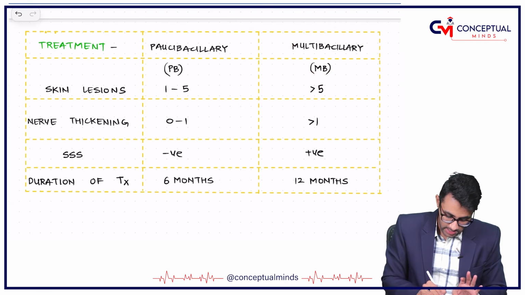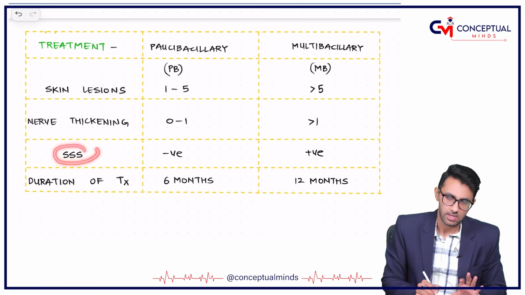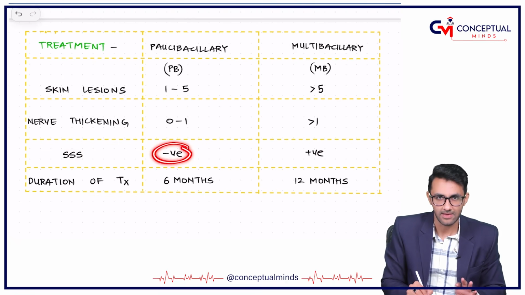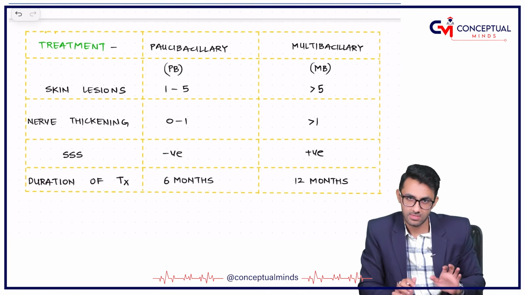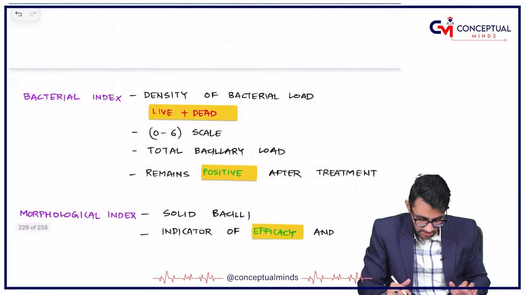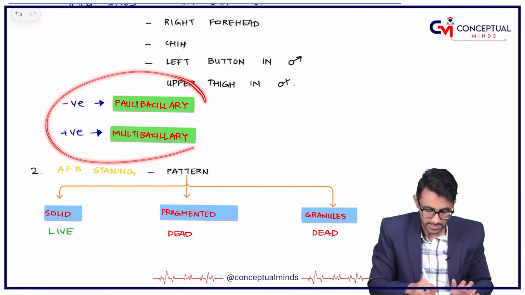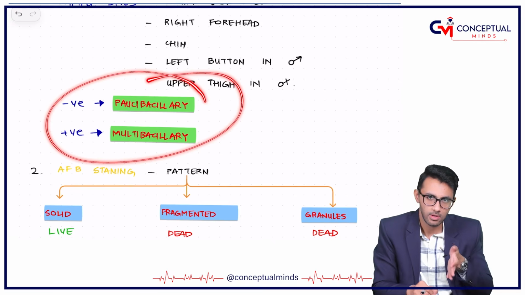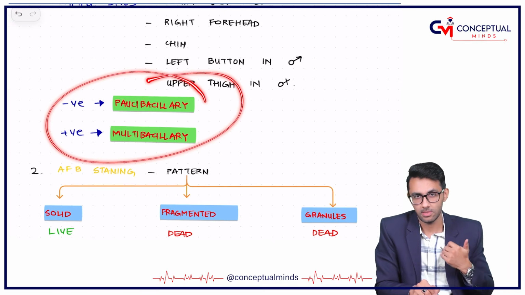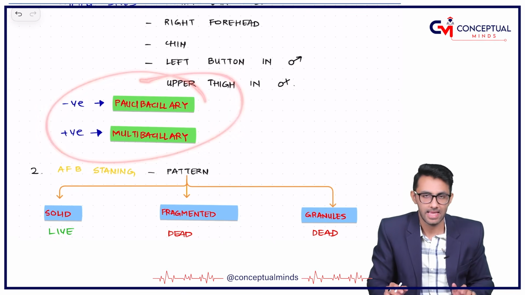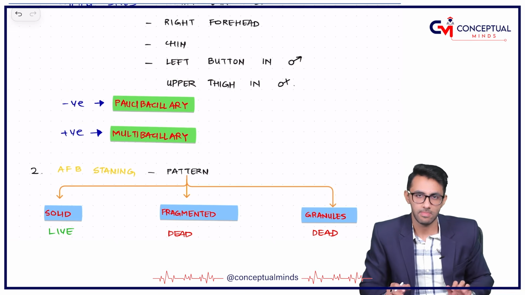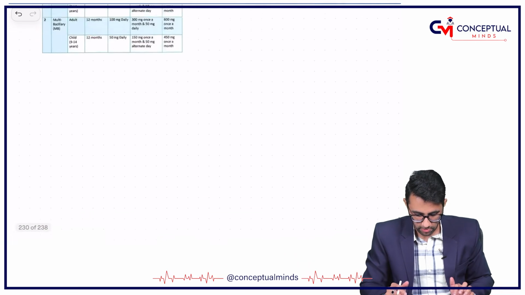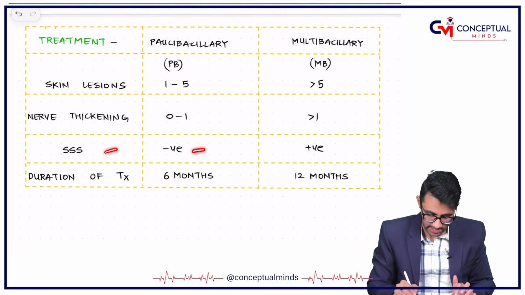The SSS test we did, the split skin smear examination. If it is negative, we send the patient home. This is where the concept comes in, which we did in the previous part. That is the reason I took a moment to explain that this is going to come up in the next slide. That is the SSS part. If it is negative, it is paucibacillary. If it is positive, we say it is multibacillary. That is the point from this table. I hope you understand this one point.